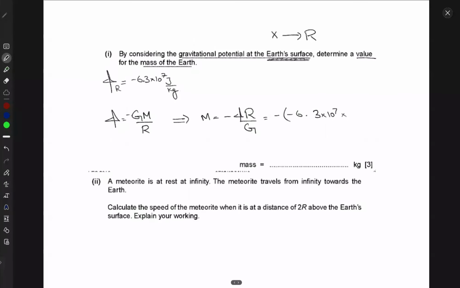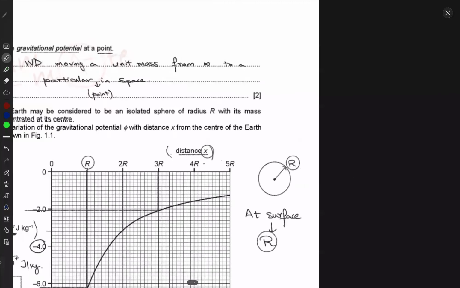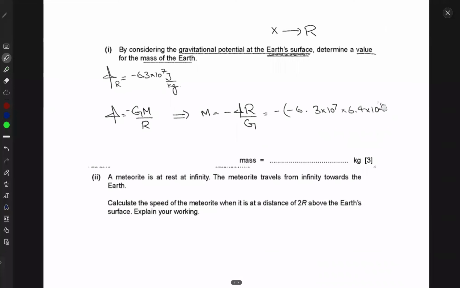So just putting in the values now, 6.4 into 10 raised to power 6 meters, and divide this expression by the constant, which is 6.67 into 10 raised to power minus 11. Just do the math and you'll find the mass of the Earth. So is that clear? Is there any question in this part of the problem?